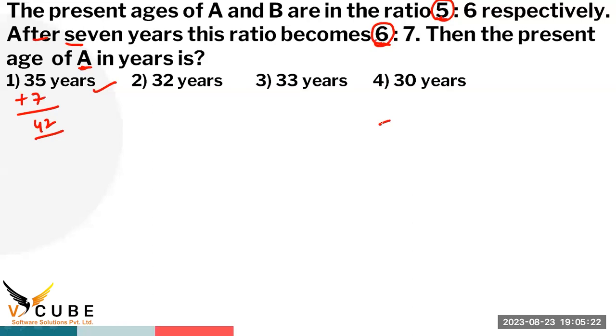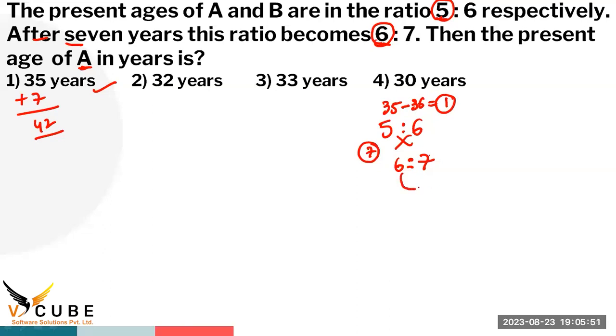For example, if you are going to use the shortcut method, the given information is 5:6. And next, after 7 years, the ratio is 6:7. Same shortcut here, guys. What is the first step? Cross multiplication. Check the difference. 7 fives are 35, 6 sixes are 36. So 35, 36. Difference is how much? One, sir.